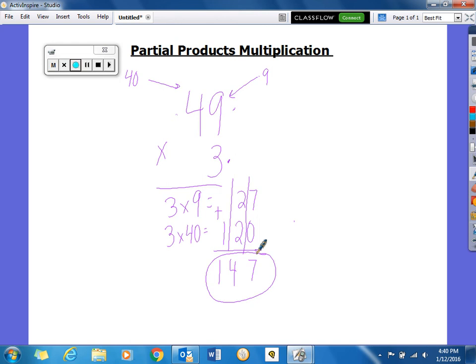This is one of the more complicated multiplication strategies that we're teaching, but if it works for a student, then we encourage them to use it.